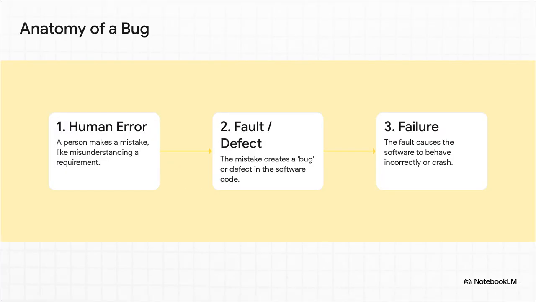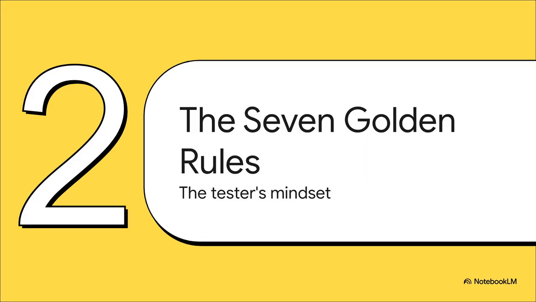And it's important to remember that bugs don't just magically appear. There's a whole chain of events. It almost always starts with a simple human error. Maybe a developer misunderstood something or was just having an off day. That little mistake creates a fault or a defect inside the code. But it only becomes a failure, the thing the user actually sees, like a crash, when that piece of code is run.